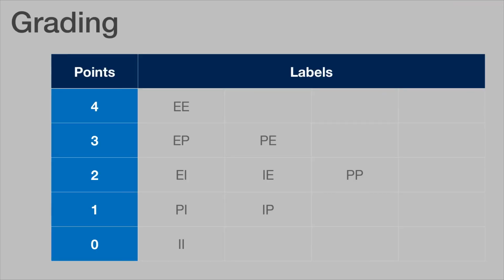So there are only two questions, so the scoring for this question is 4 points if both parts A and B were essentially correct, 3 points if you had one essential and one partially, 2 points for any of these combinations, and all the way down.